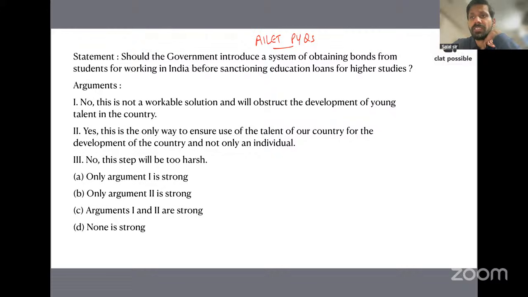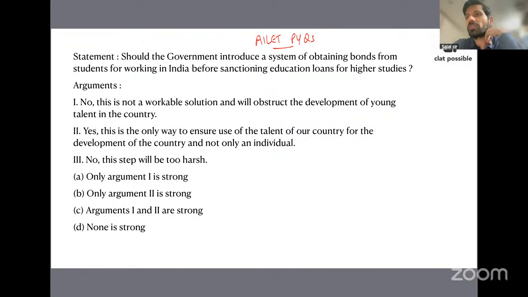Okay, should the government introduce a system of obtaining bonds from students for working in India before sanctioning education loans for higher studies? Okay. No, this is not a workable solution and will obstruct the development of young talent in the country. Yeah, right. That looks like a good reason.